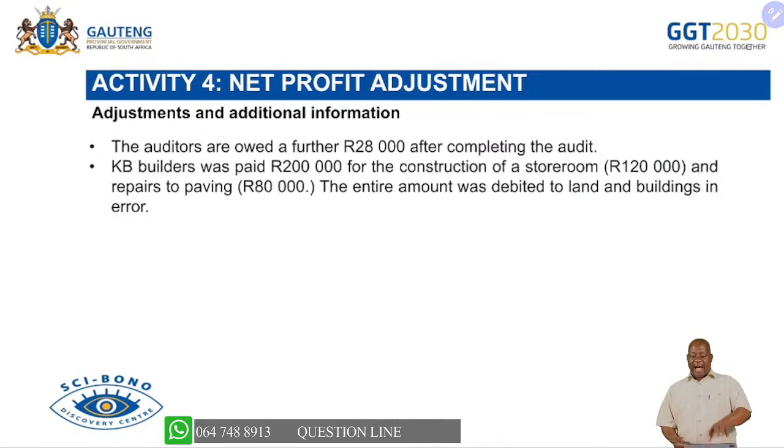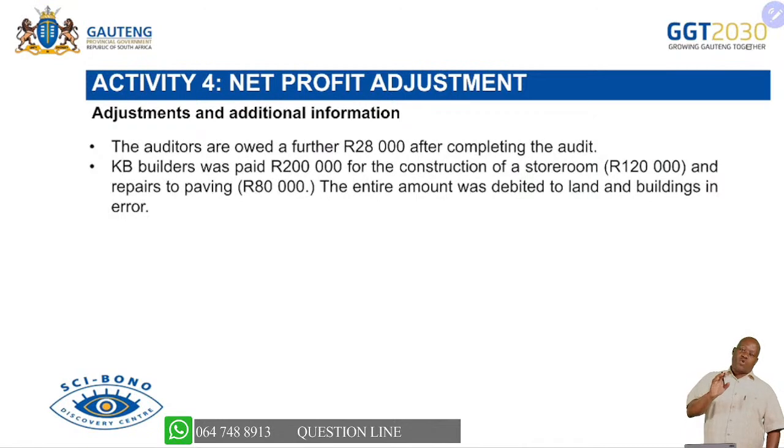The entire amount was debited to land and buildings in error. Now, remember there is the issue of capital expenditure and revenue expenditure. So 120,000 should go to land and buildings because it is increasing the value of land and buildings. We don't have a problem with that. But 80,000 repairs and paving, that one is an expense to the business.